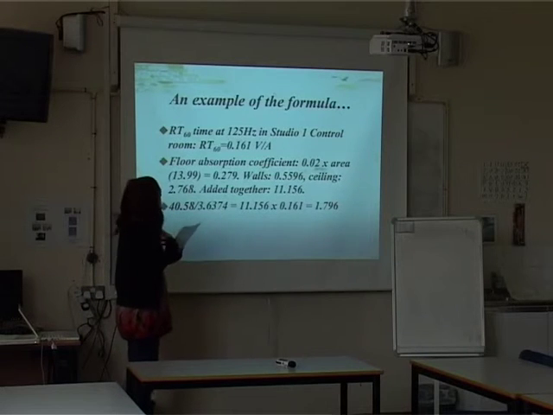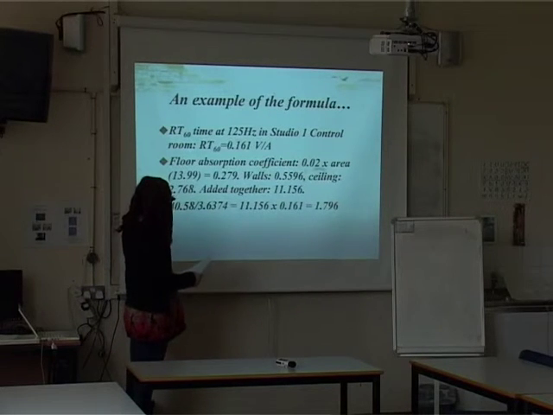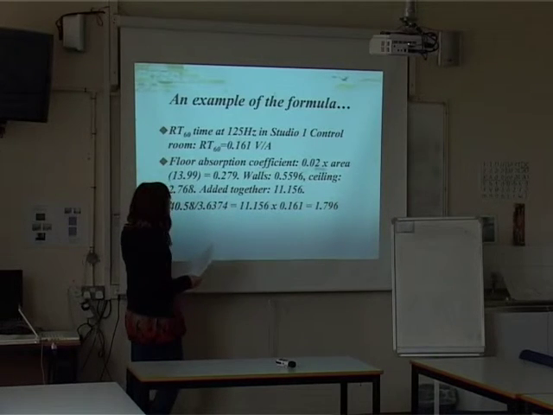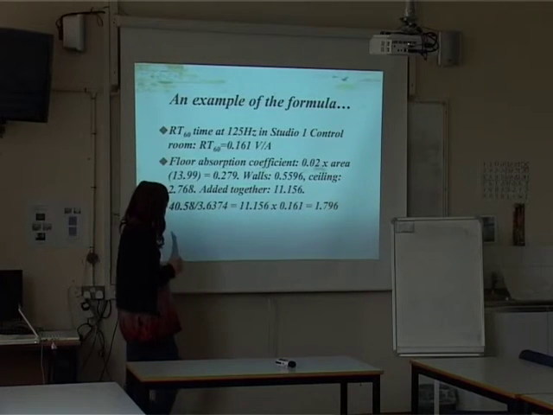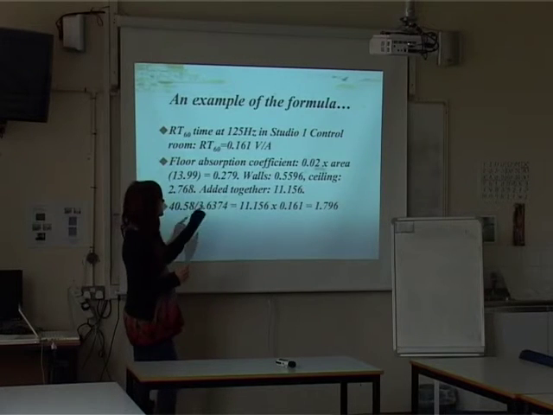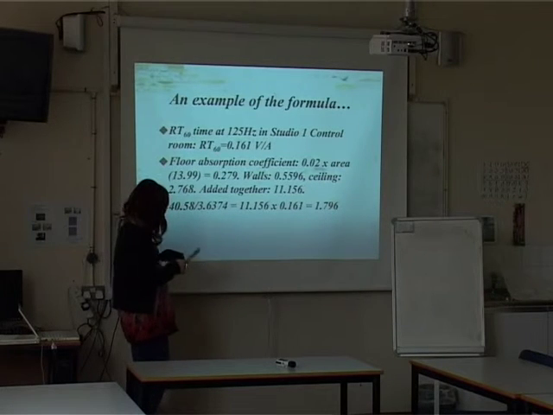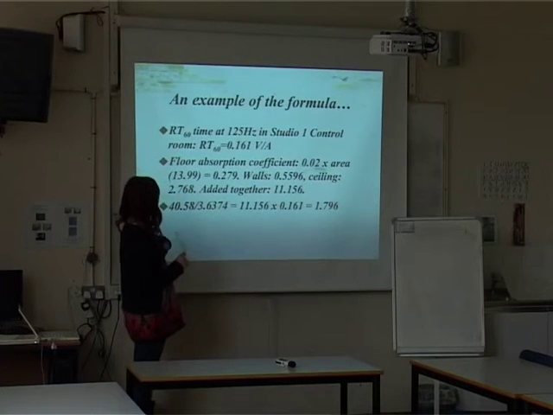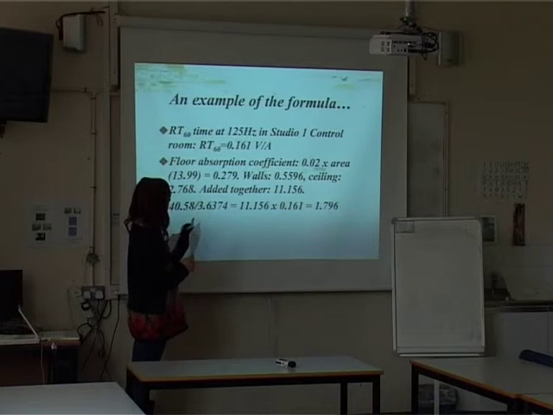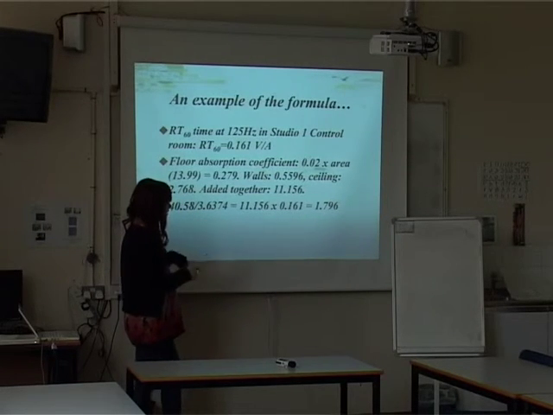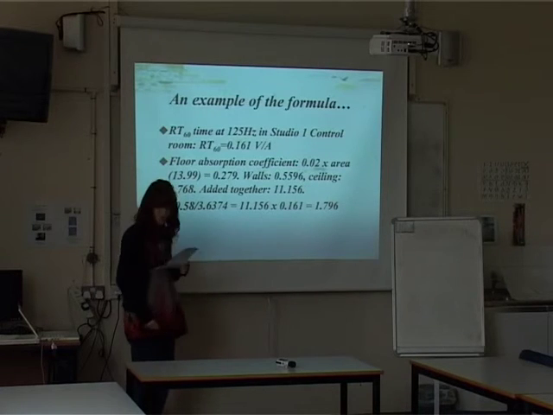I've got an example of it. It's a bit messy. So say the floor absorption coefficient was 0.02, times that by the area, which in Studio 2 control room was 13.99, and then it equals this. And then you do that for the walls and ceiling, and add them together, and that gives the absorption. And the volume for the whole room was 40.58, so you divide that by the answer. And then times that answer by 0.161, and you get the reverberation time.